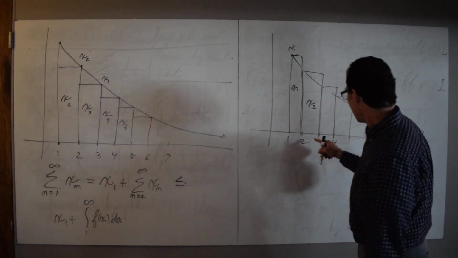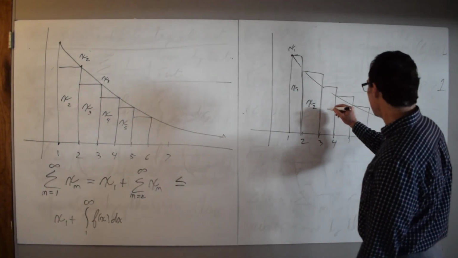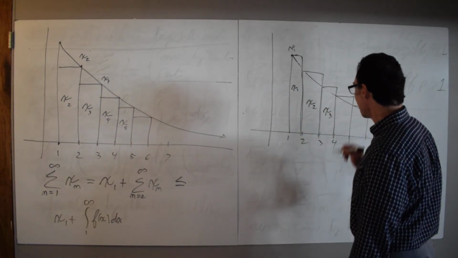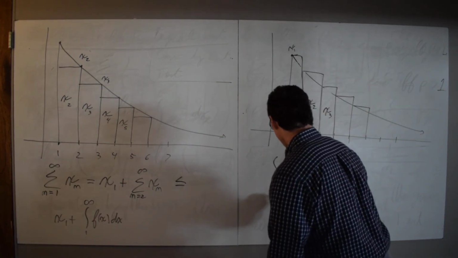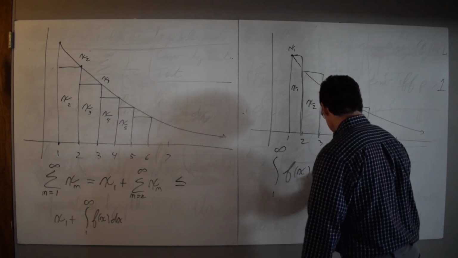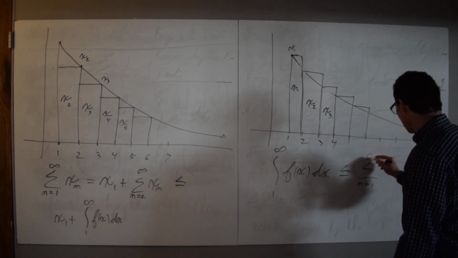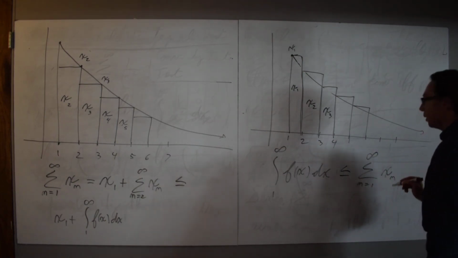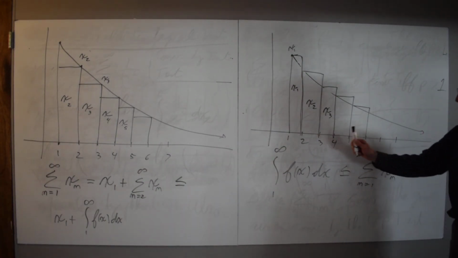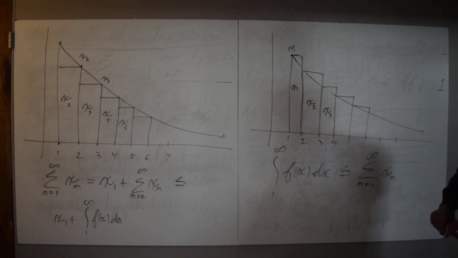This rectangle has height x sub 2 and width 1, so it has area x sub 2. This has area x sub 3. And so the integral from 1 to infinity of f of x dx is less than or equal to the sum from n equal 1 to infinity of x sub n. And so if the series converges, the improper integral also converges. This will conclude part 1 of the video.